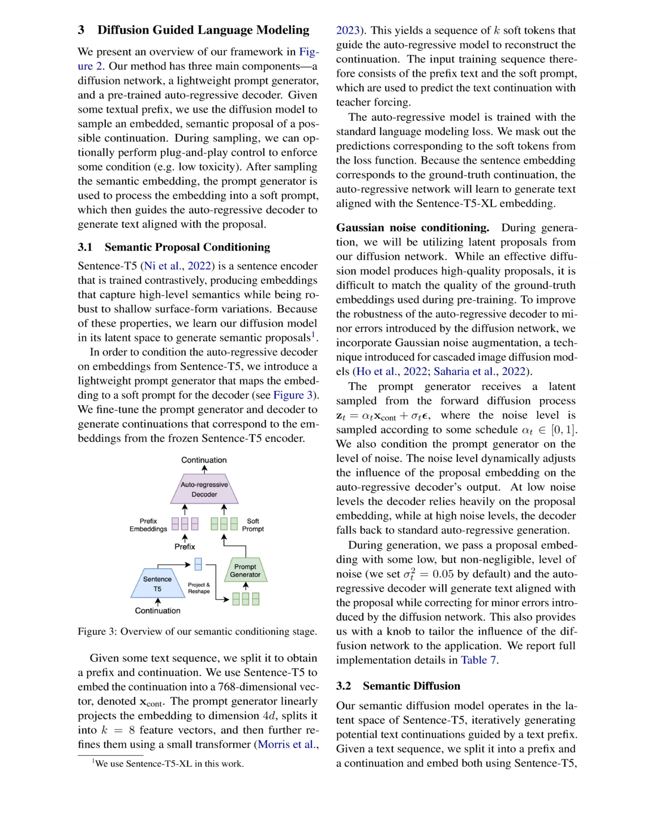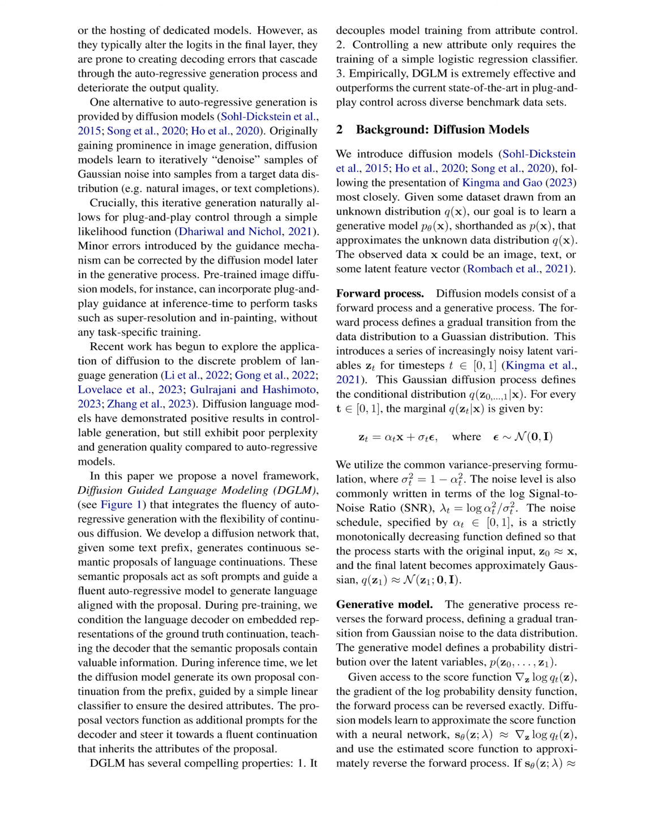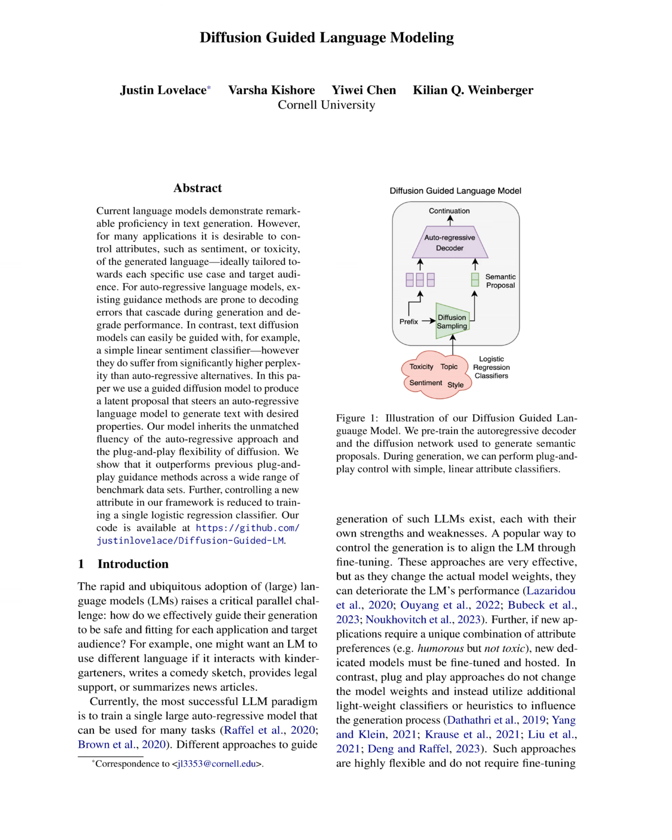Next, this semantic proposal is processed by the prompt generator, which transforms the embedding into a soft prompt that guides the auto-regressive decoder. During this step, Gaussian noise is incorporated to enhance the robustness of the decoder against minor errors from the diffusion model. Finally, the auto-regressive decoder generates the final text output, aligning it with the semantic proposal while maintaining fluency and adhering to any specified conditions, such as toxicity or sentiment control.